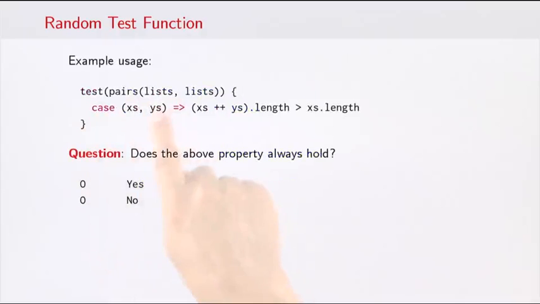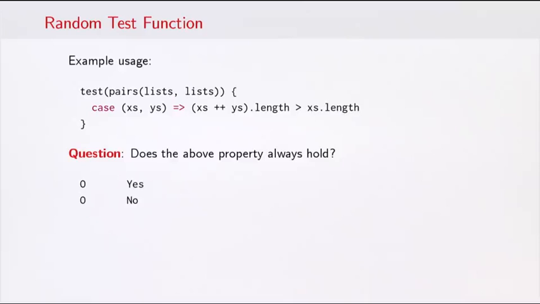So here's a use case of this test function. We would apply it to the generator that gives us pairs of lists. And then the function would say, well, given two random lists xs, ys, two arbitrary lists xs and ys, is the length of their concatenation always longer than the length of the list xs itself? Question to you, does that property always hold?